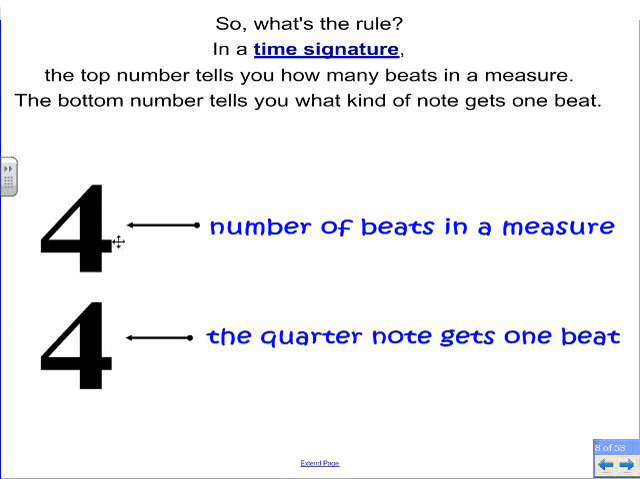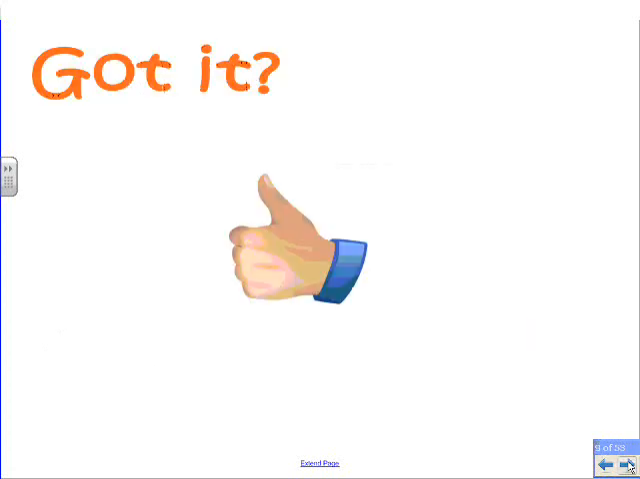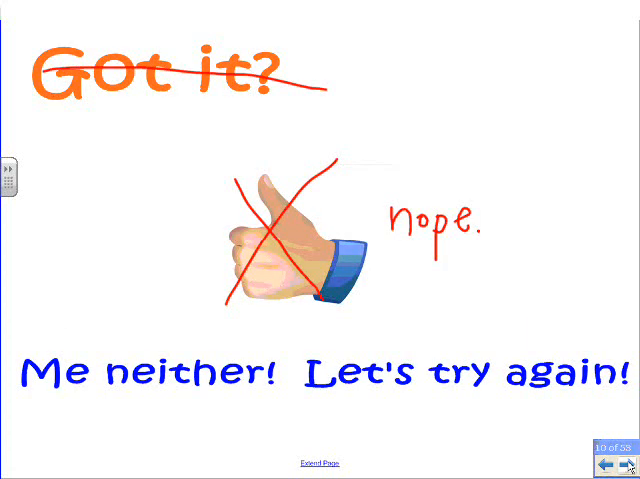So here we've got 4 beats in a measure, and the 4 in the quarter note gets 1 beat. So your 4 on top means 4 beats in a measure, and the 4 on bottom means that the quarter note gets 1 beat. You got it? Me neither. Let's try it again. We'll make it a little bit easier.